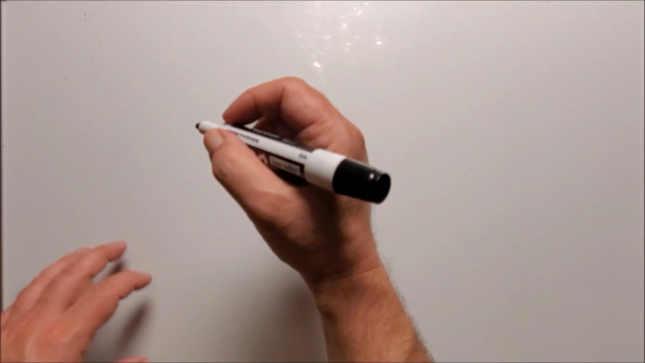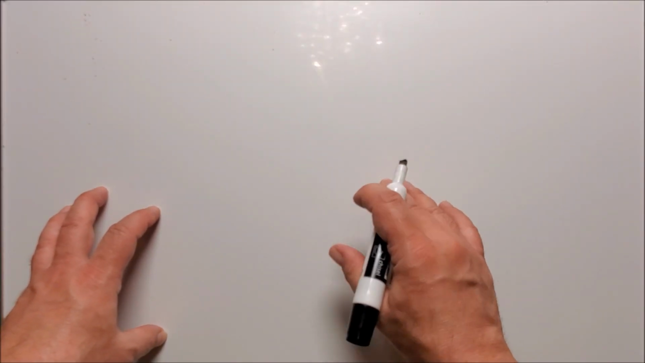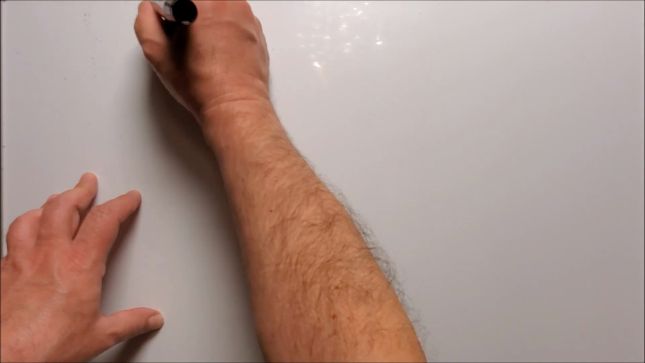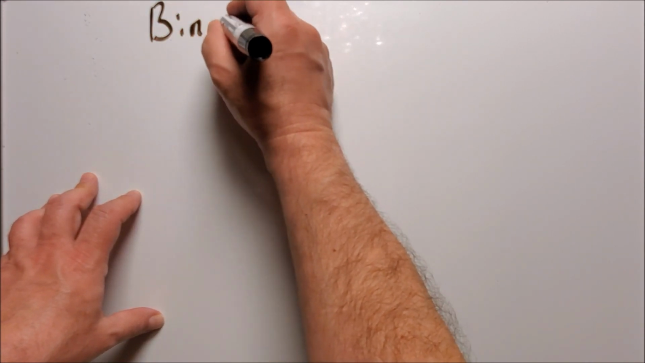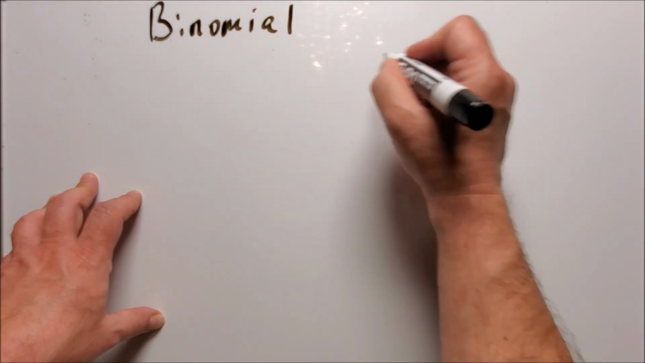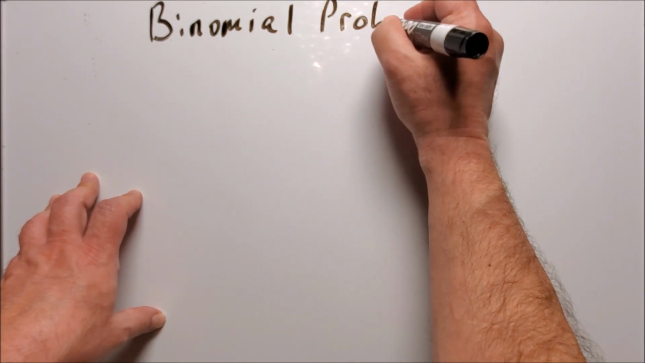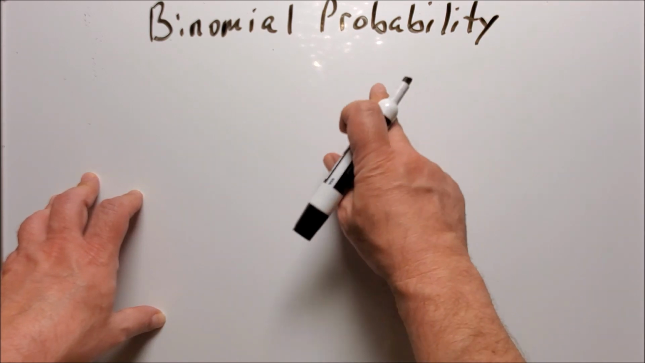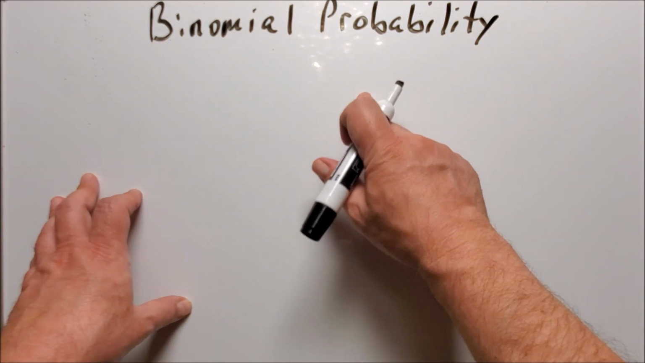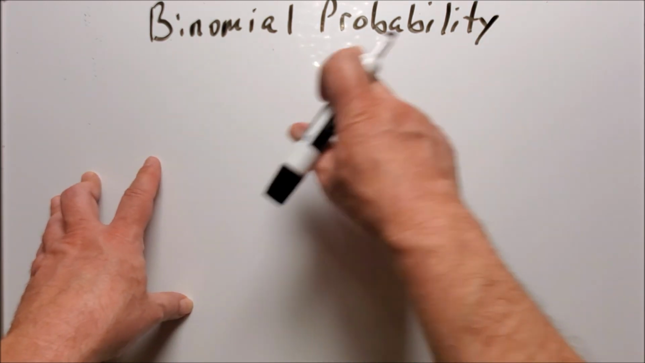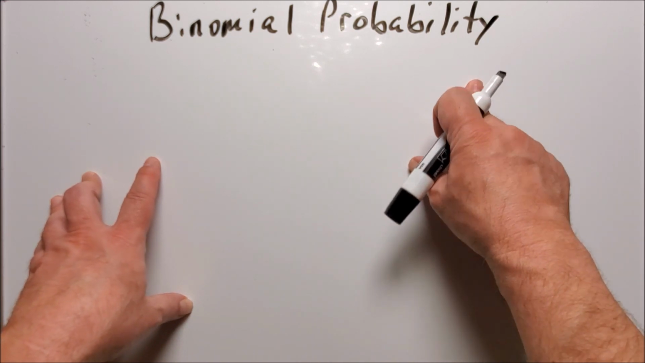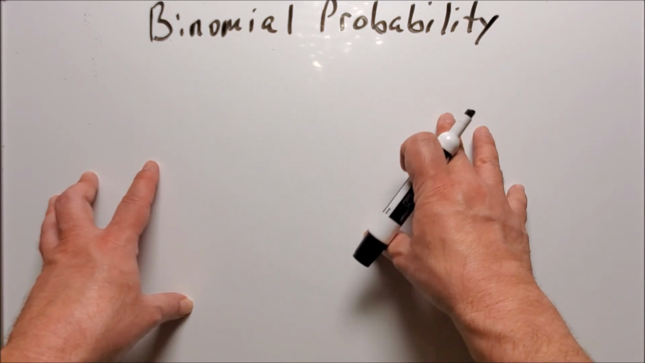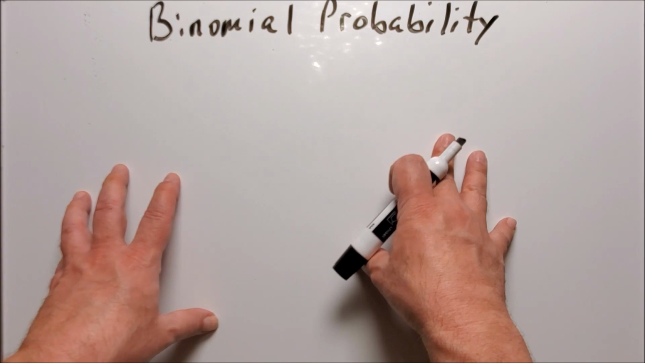Okay, guys, let's talk about the binomial probability distribution. The binomial probability distribution is part of discrete probability. And this video is going to be the first in a series explaining the binomial probability distribution, because I think it's going to take more than one video to really go through it comfortably. So this will be the first one.